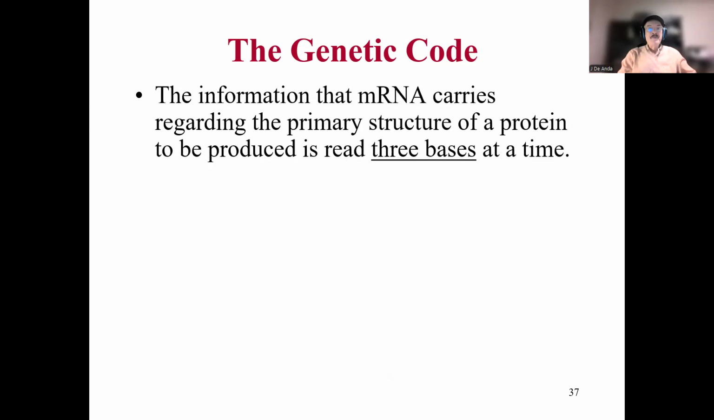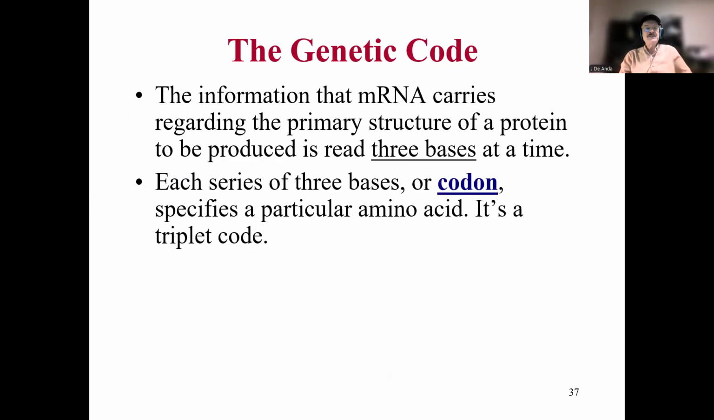So the information that mRNA carries regarding the primary structure of a protein is read 3 bases at a time. In other words, the genetic code consists of sets of 3 bases at a time. Each series of 3 bases is called a codon, and it specifies a particular amino acid. So because it's 3 bases, we call this a triplet code.